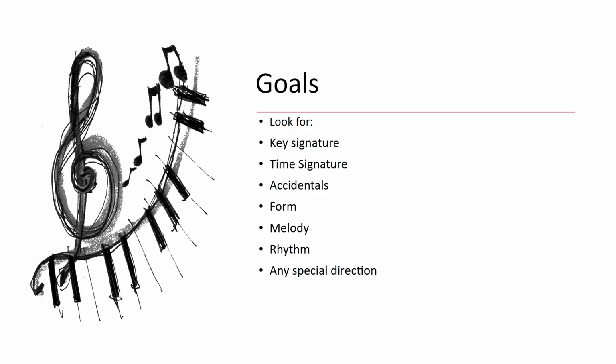So some of the goals that you perhaps want to take into consideration in analyzing, you want to look for your key signature, you want to look for your time signature, you want to look for any accidentals that may be present, you want to look for form, if it's showing how the sections are set up. You want to look at the melody, how it's moving, if you have anything that is out of the norm, you take note of that. You look at the rhythm, if the rhythm changes, if the meter changes, and if there are any special directions. So you can use those as your guide in analyzing scores, right?